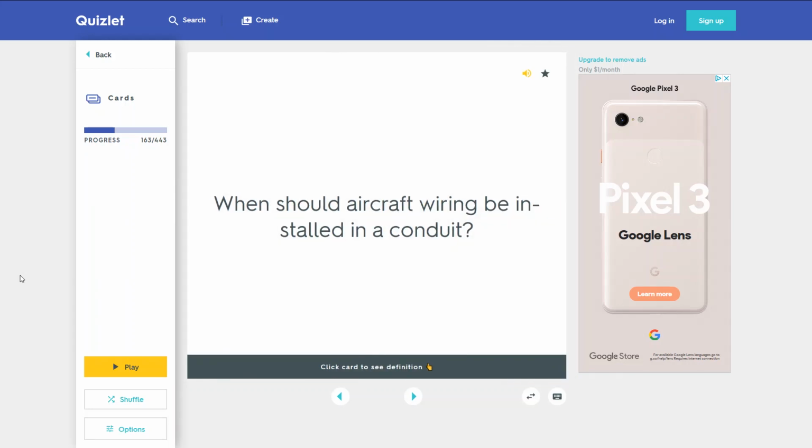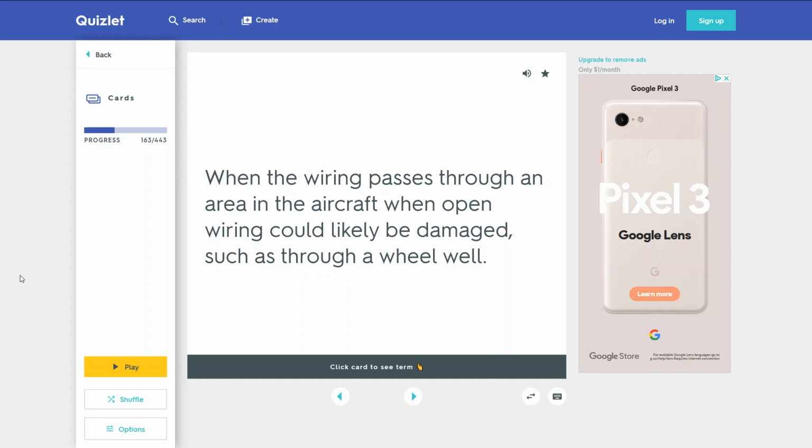When should aircraft wiring be installed in a conduit? When the wiring passes through an area in the aircraft where open wiring could likely be damaged, such as through a wheel well.